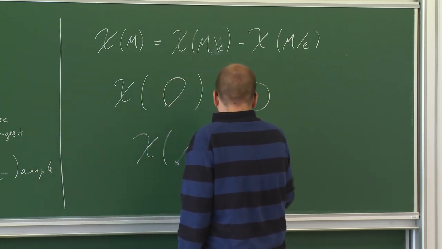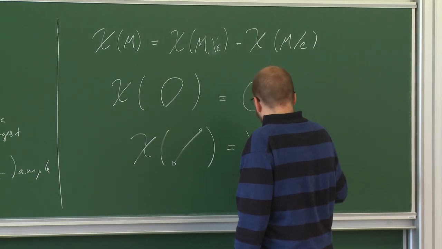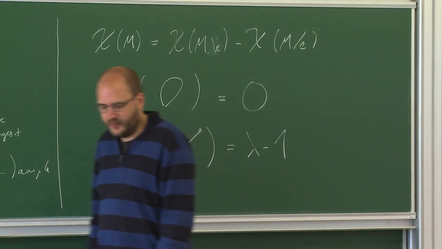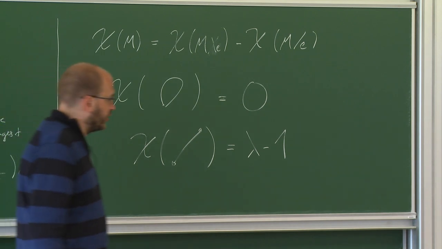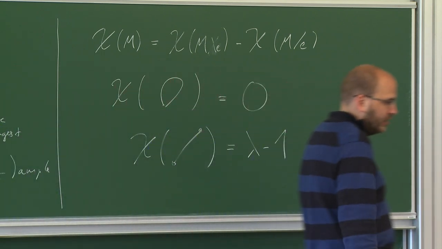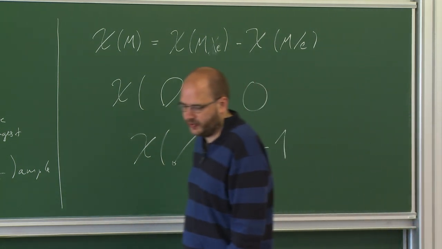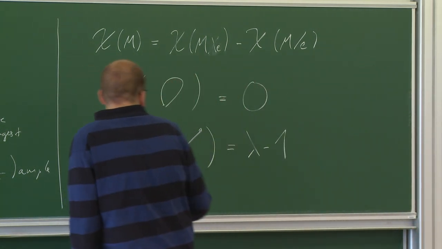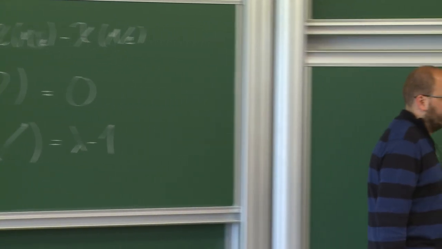And then I have this, and this should be, I hope I do the signs right, lambda minus one. If you come from a graph, then this is essentially the chromatic polynomial. You multiply with lambda, again, the whole thing, but that's essentially the chromatic polynomial. And then you can look at questions for the coefficients of this polynomial.